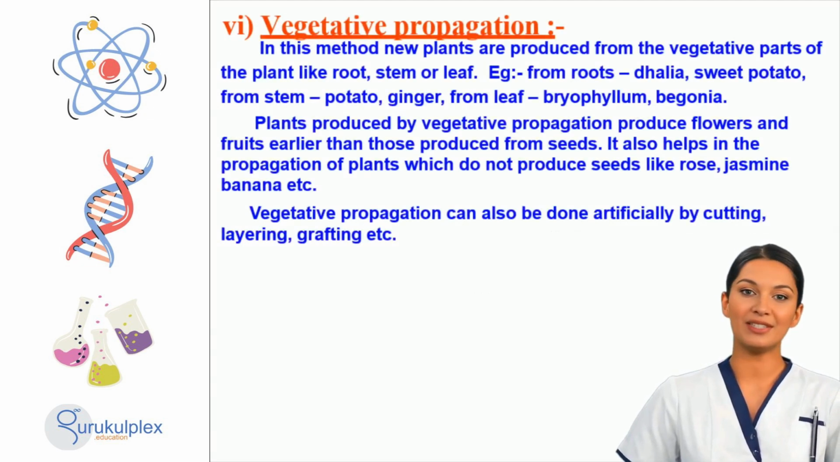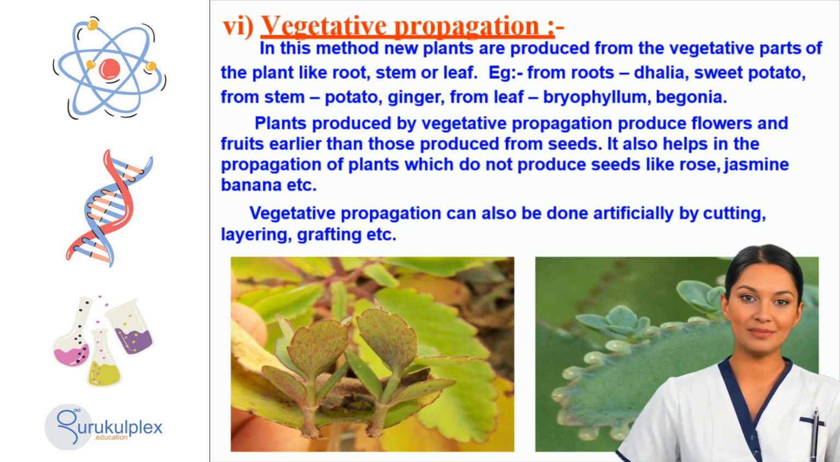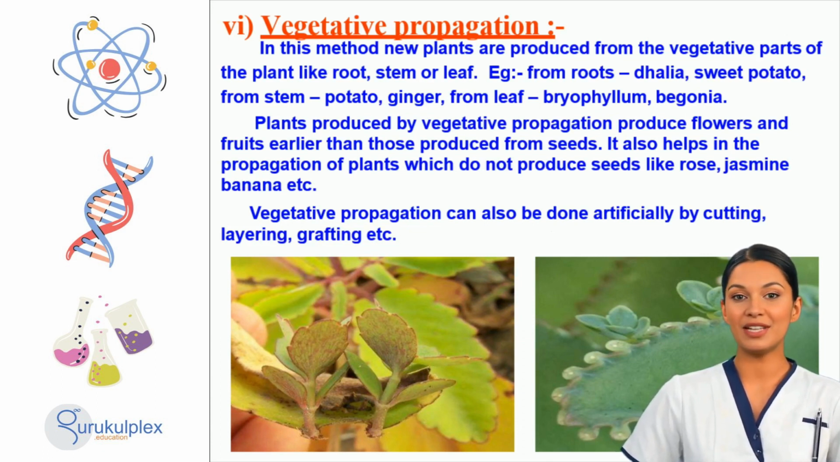Vegetative propagation is a technique wherein new plants are produced from certain vegetative parts of the plant, like the root, stem, or leaf. Instances include dahlia from the root, sweet potato from the root, potato from the stem, ginger from the stem, bryophyllum from the leaf, and begonia from the leaf.